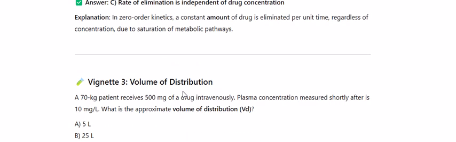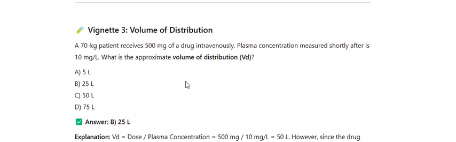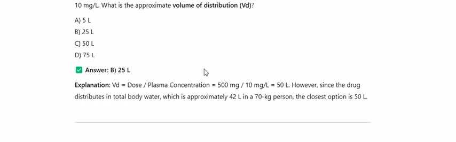Vignette 3. Volume of distribution. A 70-kilogram patient receives 500 milligrams of a drug intravenously. Plasma concentration measured shortly after is 10 milligrams per liter. What is the approximate volume of distribution, VD? A. 5 L, B. 25 L, C. 50 L, D. 75 L. Answer: B. 25 L. Explanation: VD equals dose divided by plasma concentration, equals 500 milligrams per 10 milligrams per liter, equals 50 liters. However, since the drug distributes in total body water, which is approximately 42 liters in a 70-kilogram person, the closest option is 50 liters.